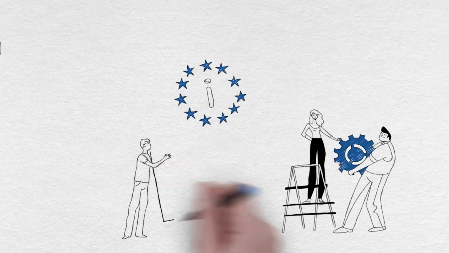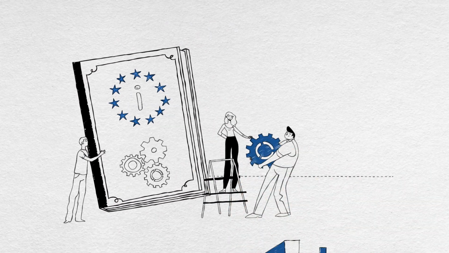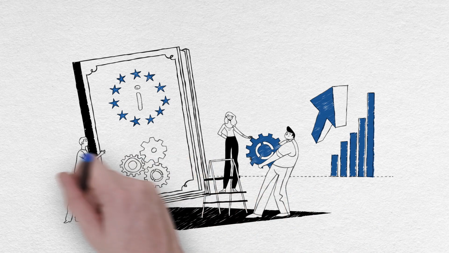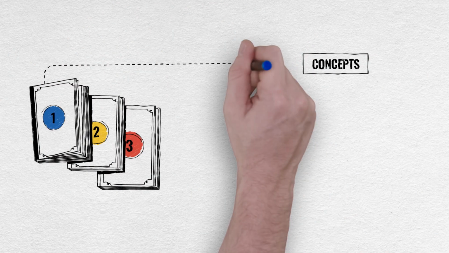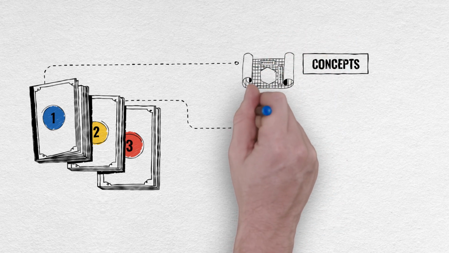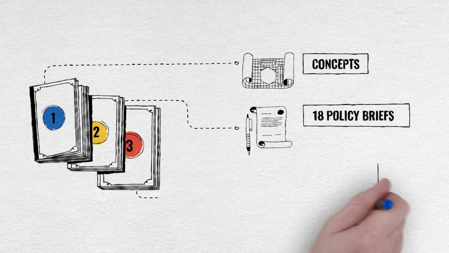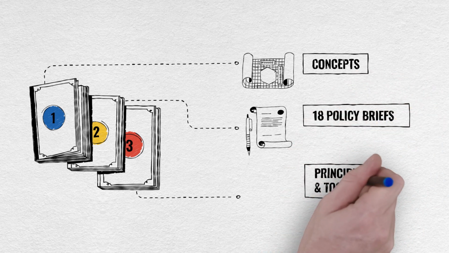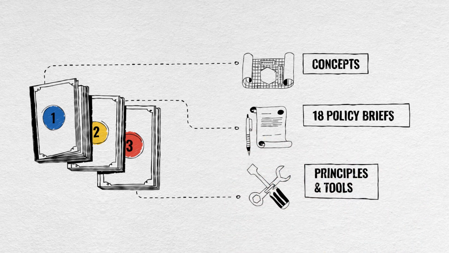The EU has produced a guide to help make its development cooperation more effective in addressing inequalities. It comprises 3 volumes. Volume 1 on the concepts. Volume 2 includes a set of 18 policy briefs for the design of policies. Volume 3 outlines the guiding principles and tools to mainstream inequality across all operations.